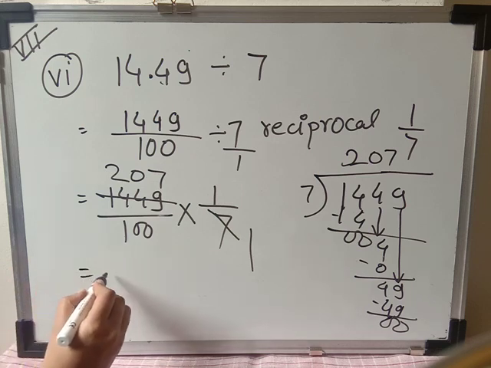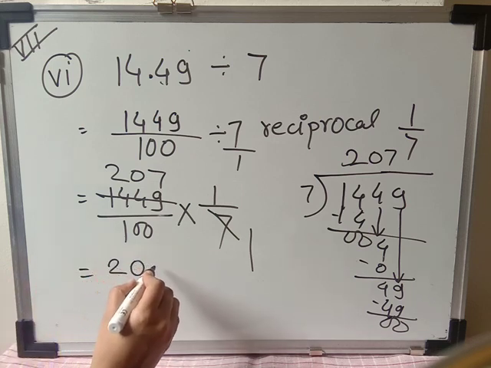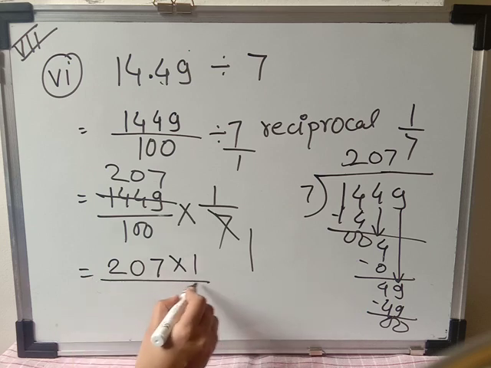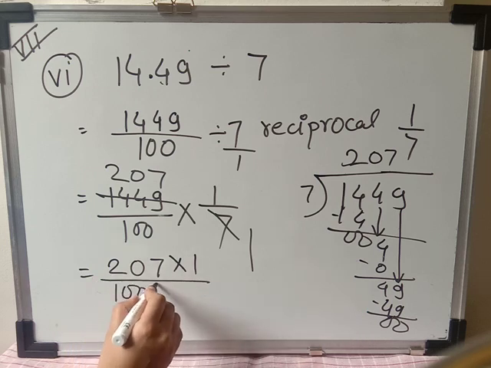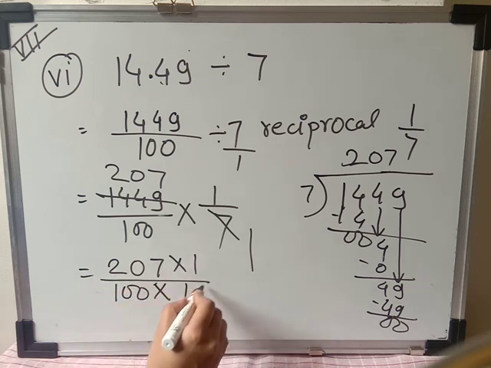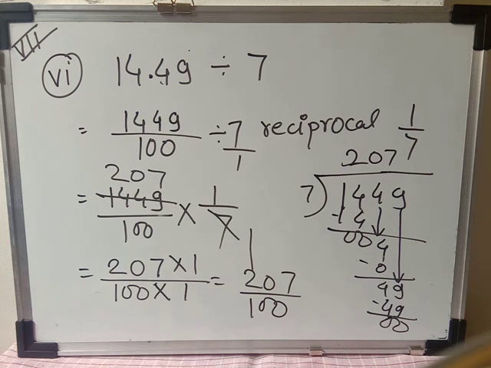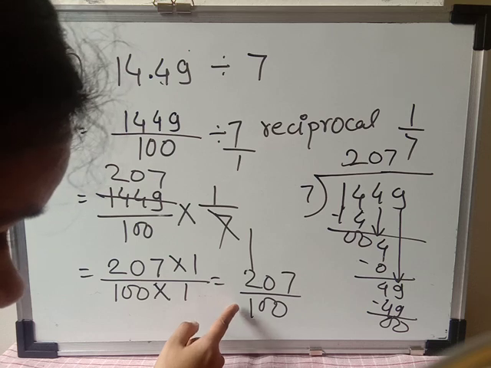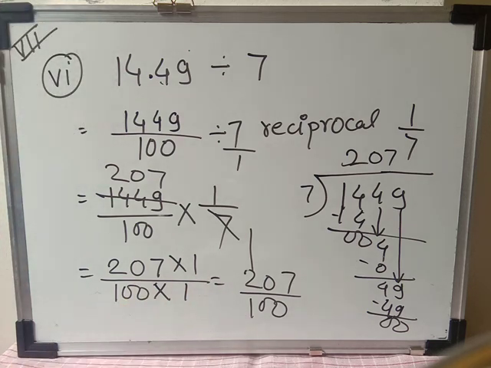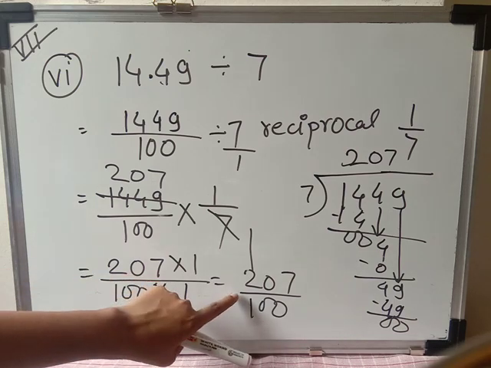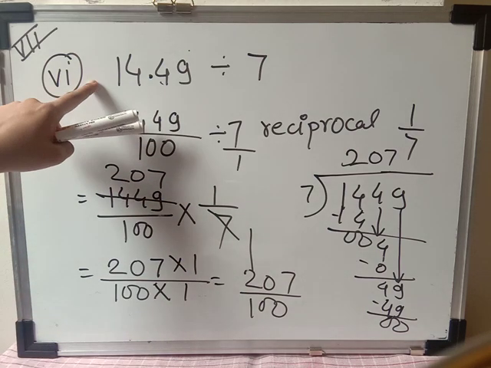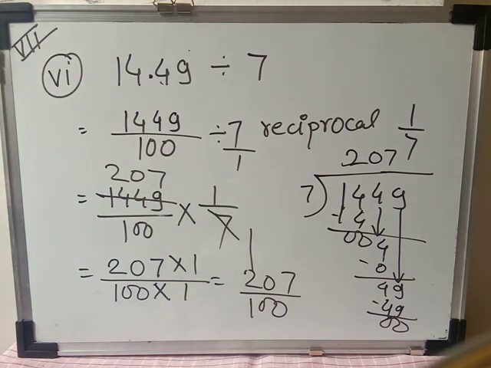So here we got the number, that is 207 multiplied by 1 upon 100, it means 207 upon 100. Now again we have to do the division of these numbers. So let's do that, because we want the final answer to be in decimal form. We can't keep the answer in fraction form because we are doing the division of decimal numbers.